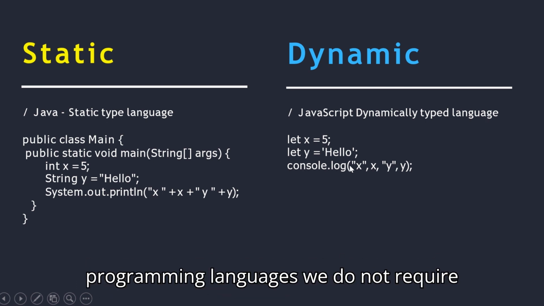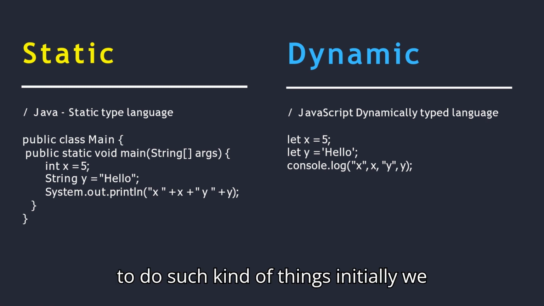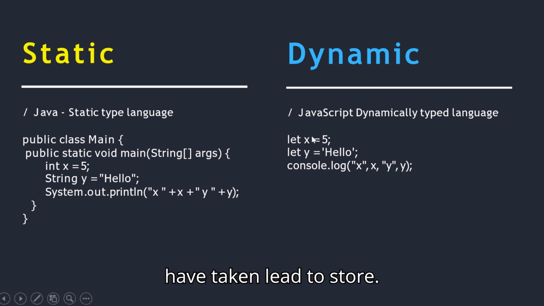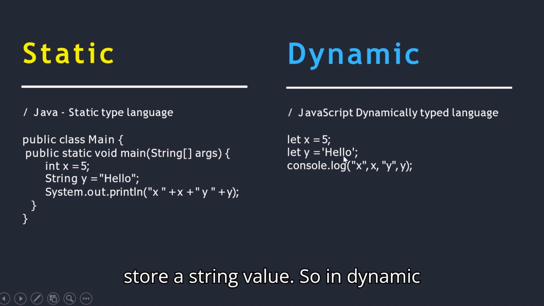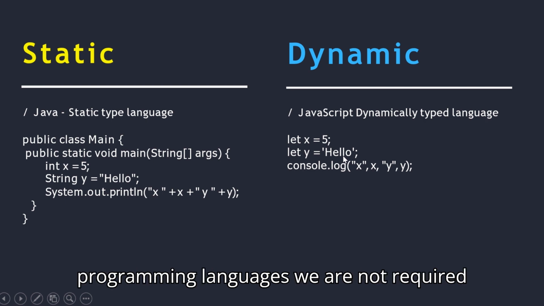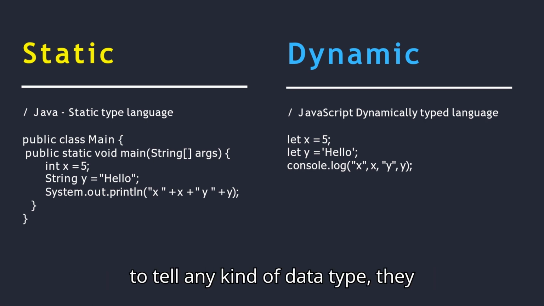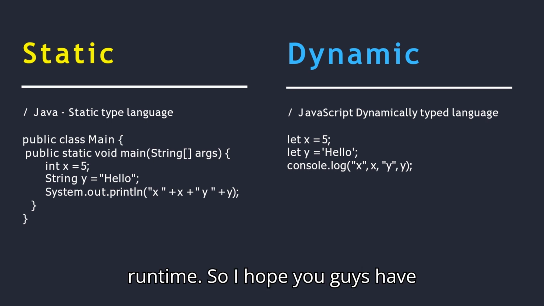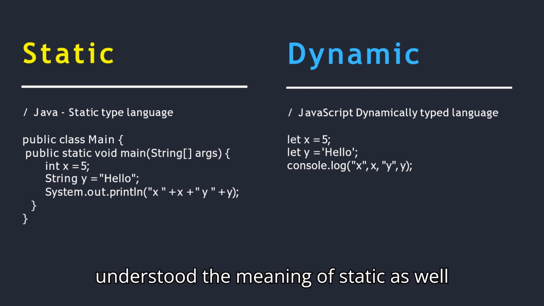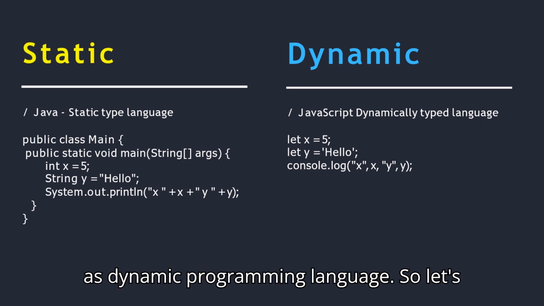Whereas in dynamic programming languages we do not require to do such kind of things. Initially we have taken let to store an integer value as well as taken let to store a string value. So in dynamic programming languages, we are not required to tell any kind of data type. They are generally interpreted at the time they are executed, at runtime. So I hope you guys have understood the meaning of static as well as dynamic programming language.